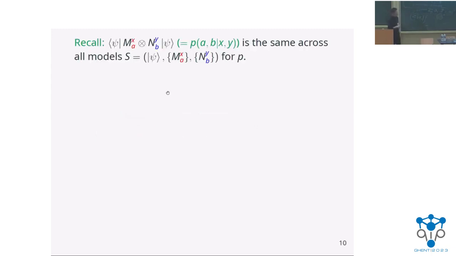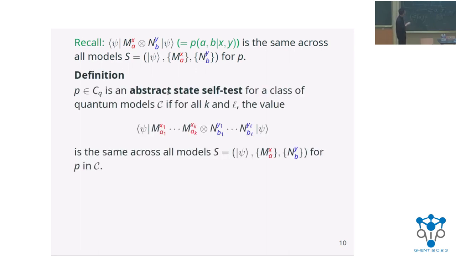Let me remind you that this two-moment, I call it two-moment, gives you the correlation by Born's rule, right? So this value is the same across all models for P, because this gives you the correlation. So this value is independent of the choice of the models for P, right? So in our new definition, we say a quantum correlation P is a self-test for a class of quantum models C if any higher moment is also independent of the choice of the models for P. So this value is also the same across all models for P in this class C.